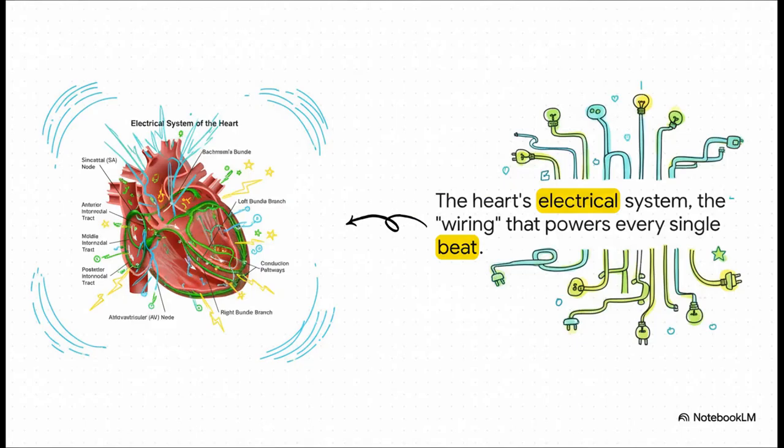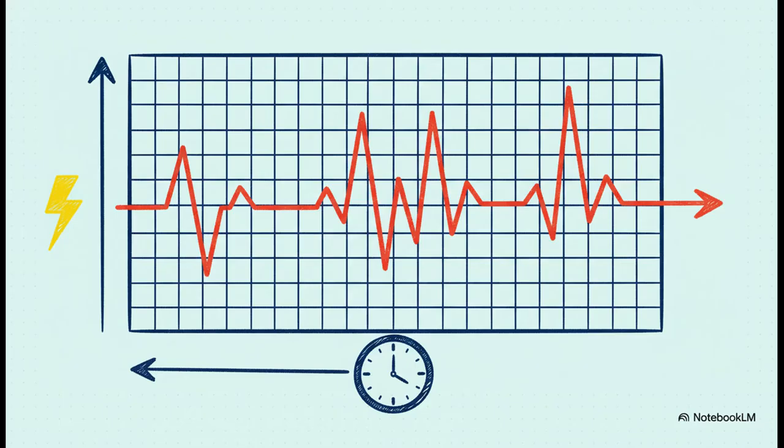This here is the heart's own internal wiring. Think of it just like the electrical system in a house. The spark starts at the top, in something called the sinoatrial node, or SA node for short. This little guy is the heart's natural pacemaker. He's the conductor of the whole orchestra, and he kicks off every single beat by sending a signal down these pathways. And that electrical signal gets printed onto special grid paper.